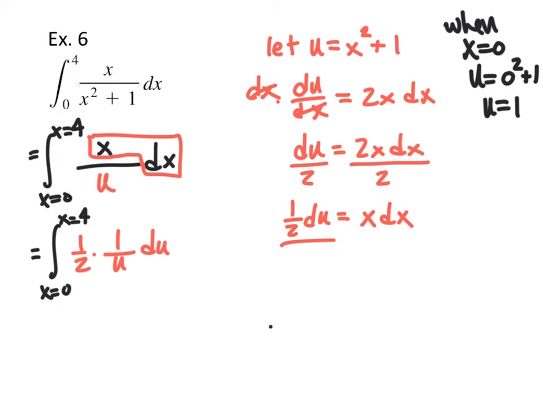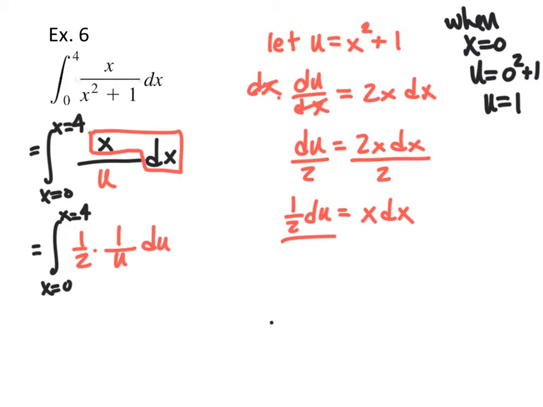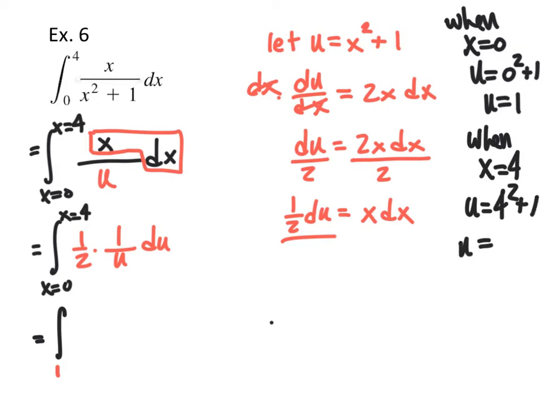So I'm going to rewrite what I've got down here as the integral from 1. Let me come back up here. When x equals 4, then u is equal to 4 squared plus 1. So u is equal to 16 plus 1, so u is equal to 17. So now I'm going to come up here and write that this is 17. So the integral from 1 to 17 of 1/2 times 1 over u du.